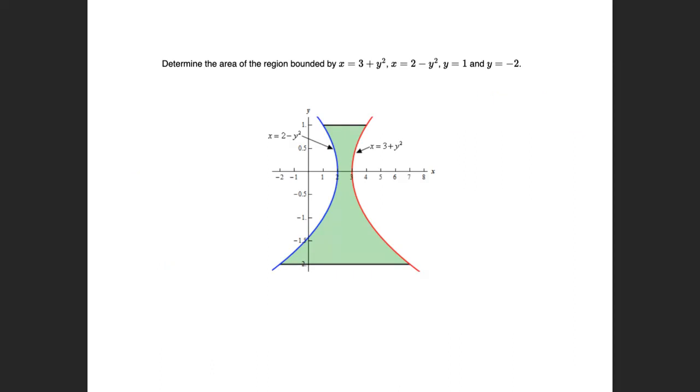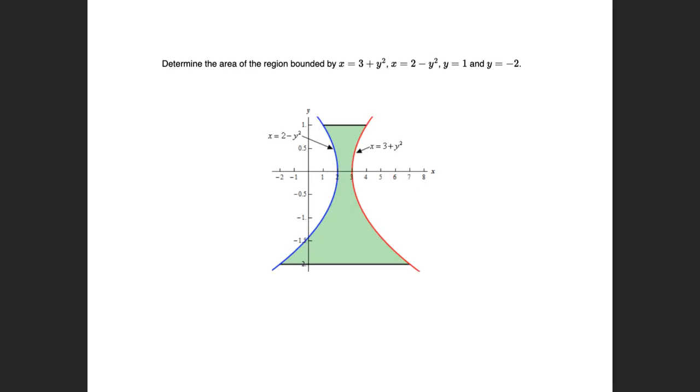So in this problem here, it says determine the area of the region bounded by x equals 3 plus y squared and x equals 2 minus y squared. And you're going from 1 to negative 2. So I think I have the work over here. Okay, so all you do is you just plug it in.